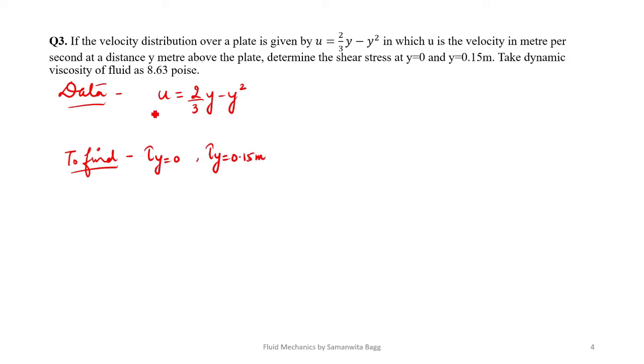Take dynamic viscosity of fluid as 8.63 poise. Now we know the conversion: 1 poise is 1 by 10 Newton second per meter square. So this will be 0.863.